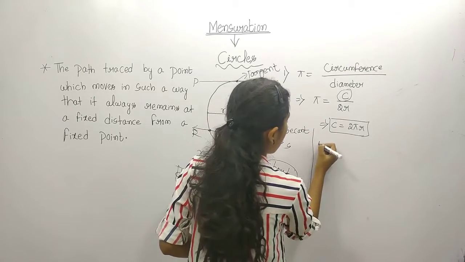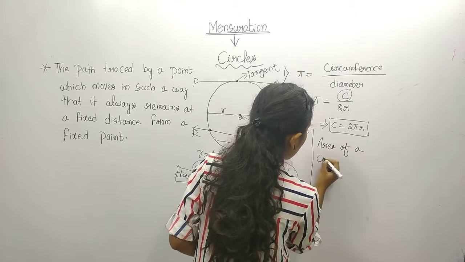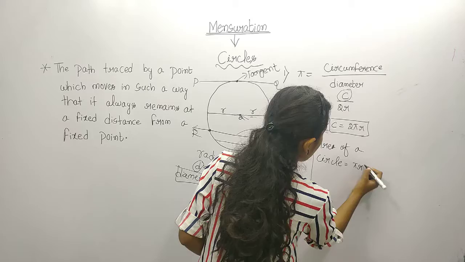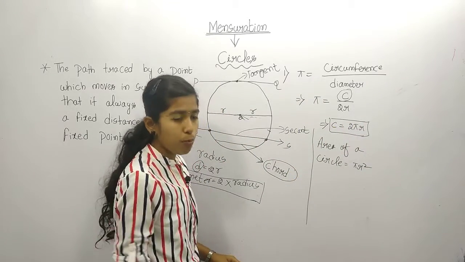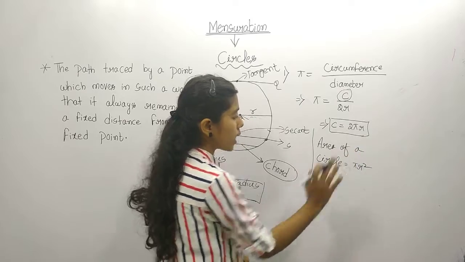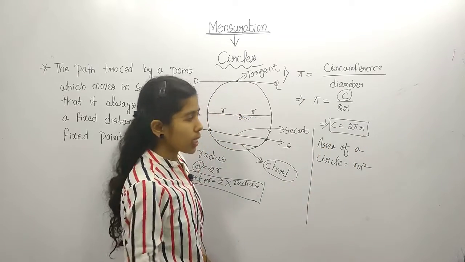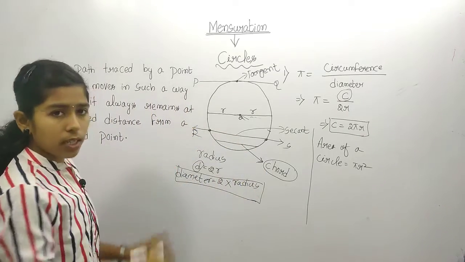Now similarly, you remember the area of a circle equals pi r square. The circumference of a circle is 2 pi r, the area of the circle is pi r square. You have to remember these two formulas. This is the introduction of a circle.